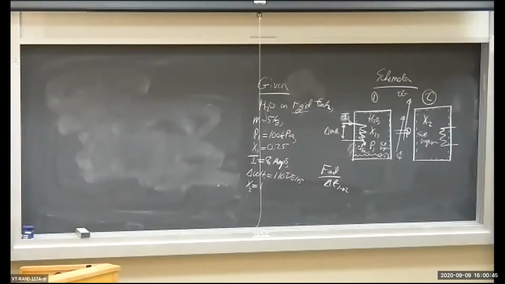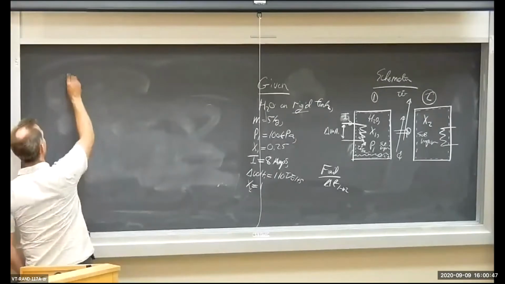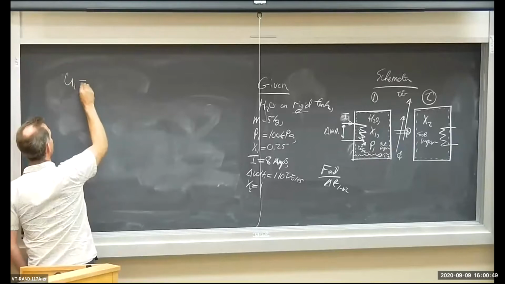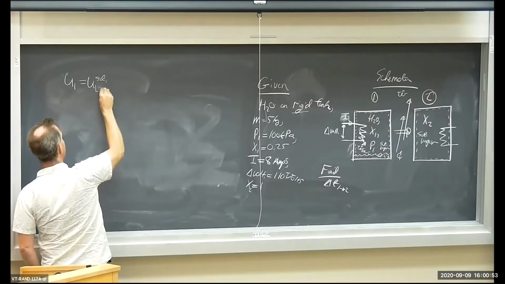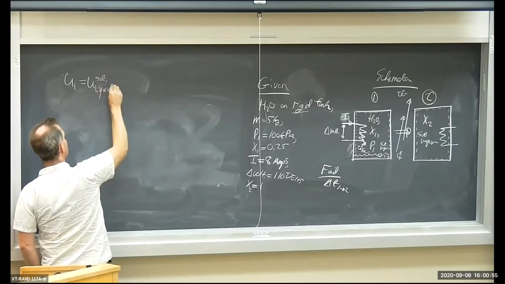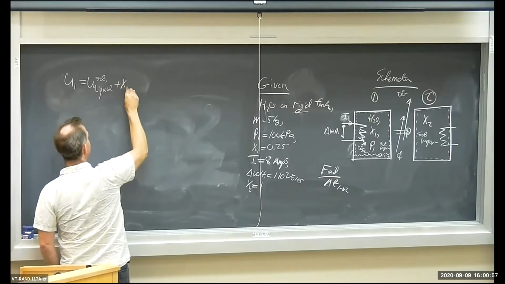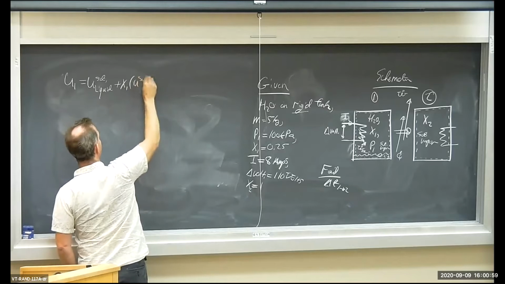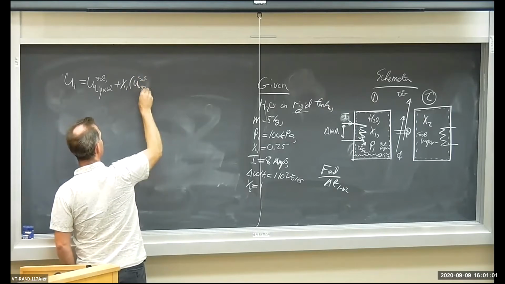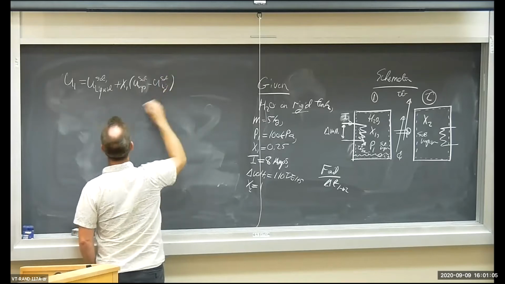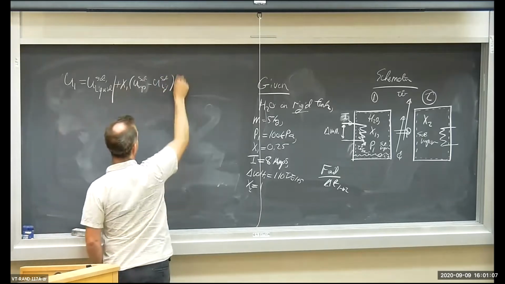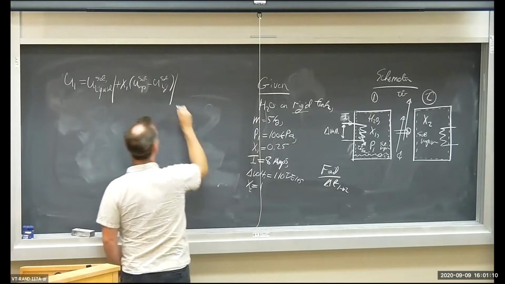Okay, so let's calculate the specific internal energy at state 1. That's going to be equal to U of the saturated liquid plus the quality at state 1 times U of the saturated vapor minus U of the saturated liquid. And of course, this is all evaluated at a pressure P1 of 1 bar.